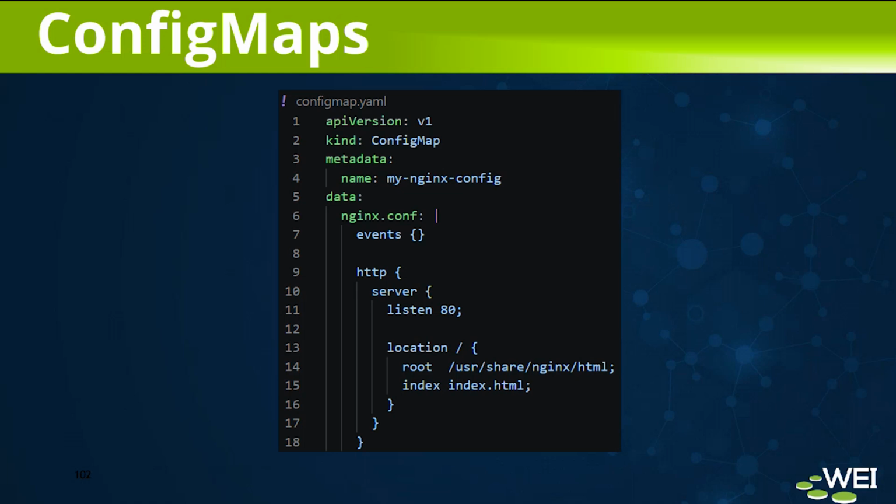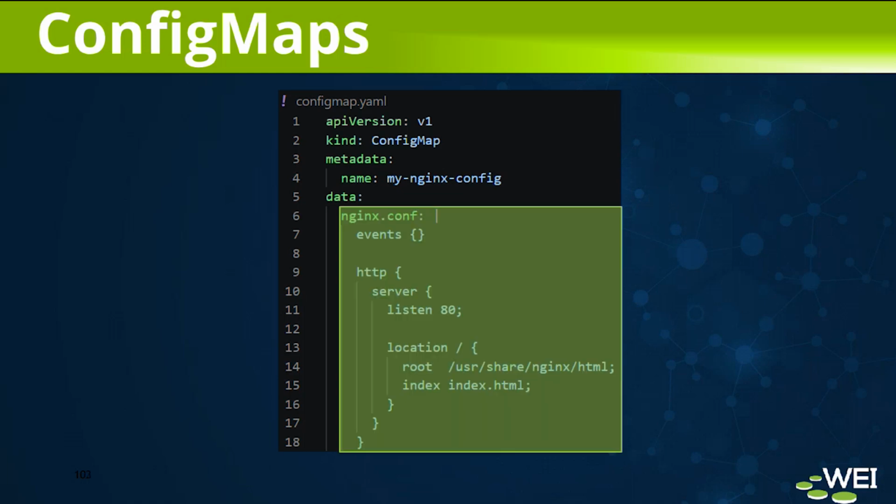If we look at the YAML for that config map, we can see that under data, we have one variable listed, and it's the configuration file for our Nginx pods. Utilizing this strategy, if we need to make changes to this file, we can change them here and simply redeploy our deployment to update the pods to the new configuration file.